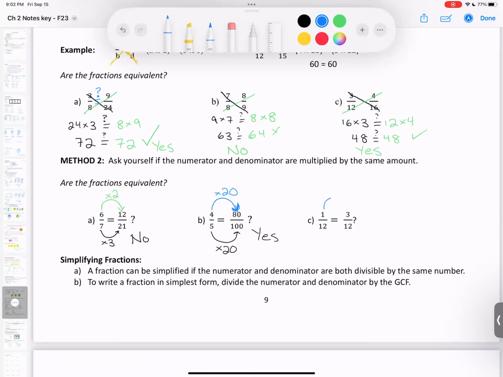Okay, and for this last one, to get from 1 to 3, we had to multiply by 3. To get from 12 to 12, we just had to multiply by 1. So no, they're not equivalent. And if we think about that one, if we had an ice cream cake and we divided it into 12 pieces, 1/12 would represent one of those pieces. 3/12 would represent 3 of those pieces. So no, they don't mean the same amount of stuff.